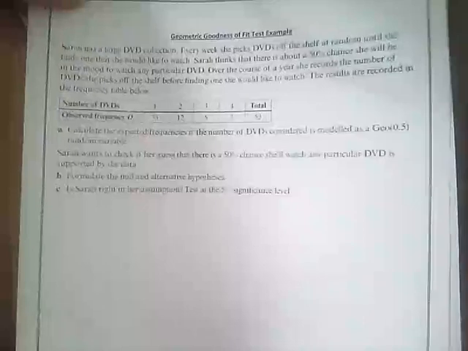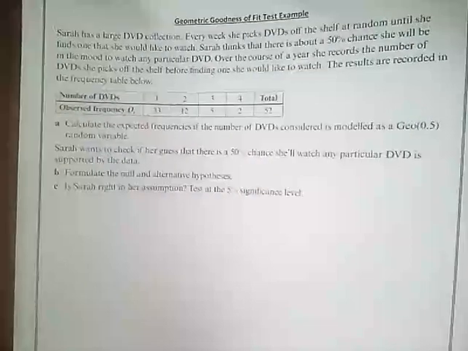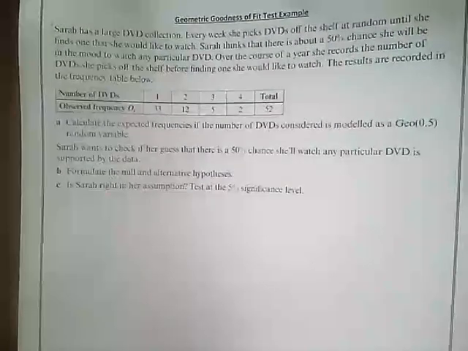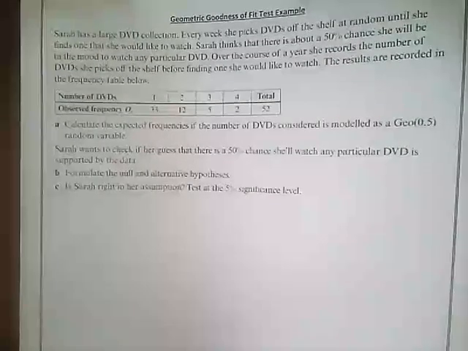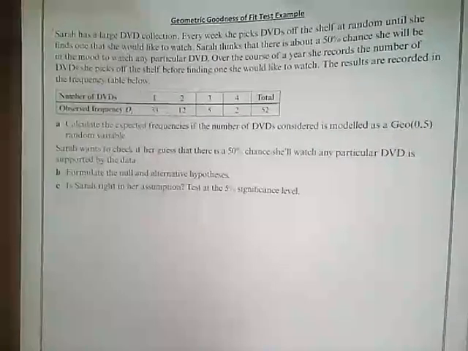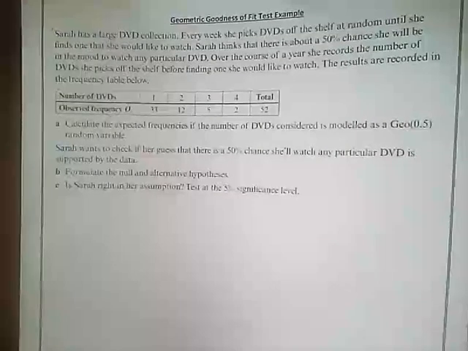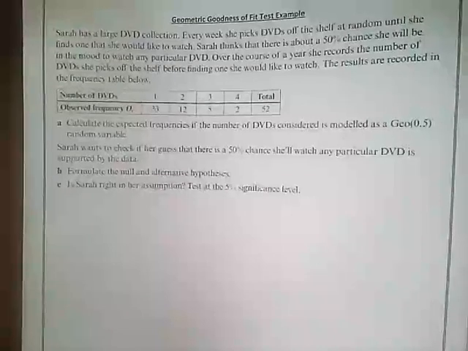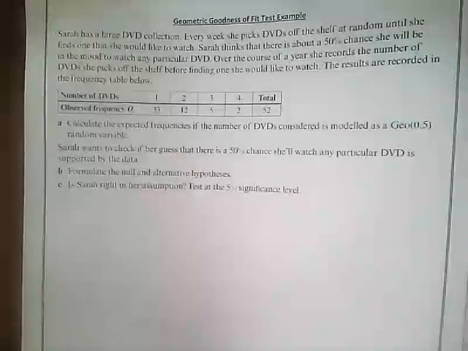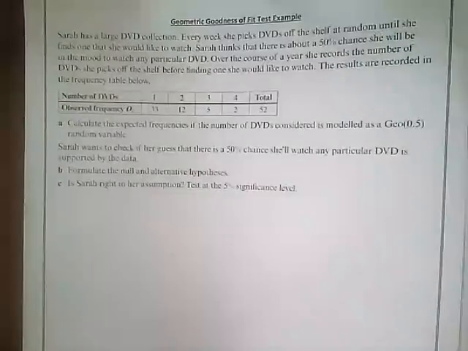Okay. Right, I'm hoping you can read that. I might just bring it a bit closer for you just to read it to start with. So Sarah has a large DVD collection. Every week she picks DVDs off a shelf at random until she finds one that she would like to watch. Sarah thinks that there is about a 50% chance she'll be in the mood to watch any particular DVD. Over the course of a year, she records the number of DVDs she picks off the shelf before finding one she likes to watch. The results are recorded in the frequency table below.